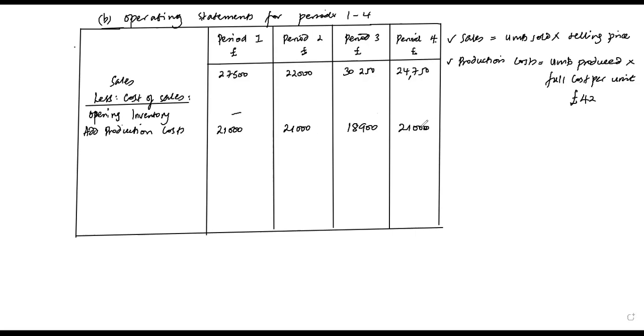Get that? It's just a matter of getting the units produced times your full cost per unit. Remember, we are using absorption costing. Then you get the production costs. Then, of course, you have to list the closing stock or the closing inventory. Less.